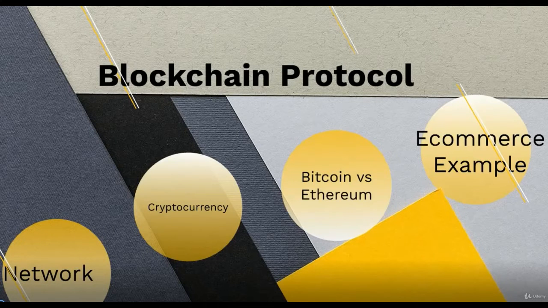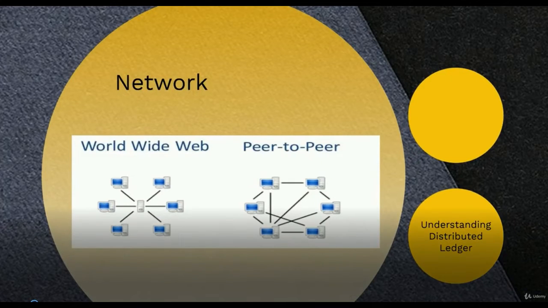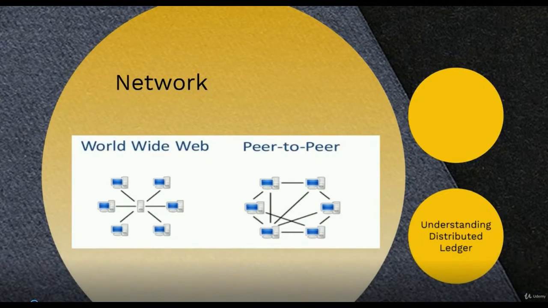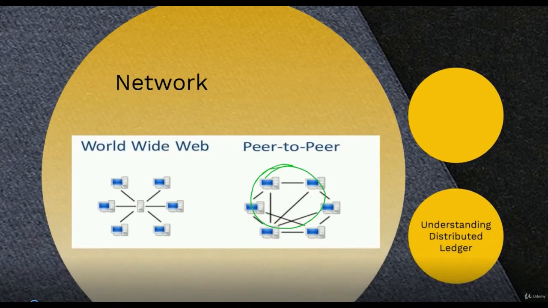So the first one we are going to see is the network. What is the current World Wide Web, or WWW, that is currently being used? And what is the peer-to-peer network? The blockchain is fully a peer-to-peer network. Currently, our websites and everything follow the World Wide Web. In the World Wide Web, we have a centralized server, and all the requests from the computers or clients are sent to one centralized server, and we get the response back from that centralized server.